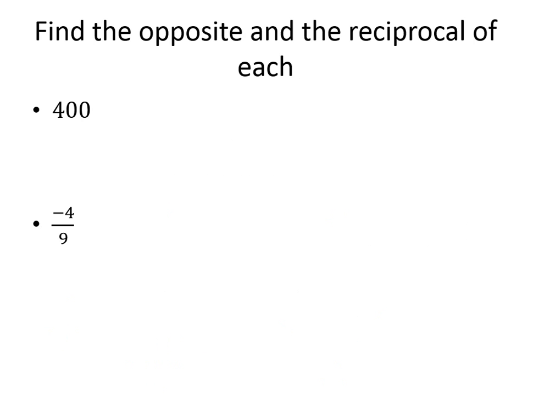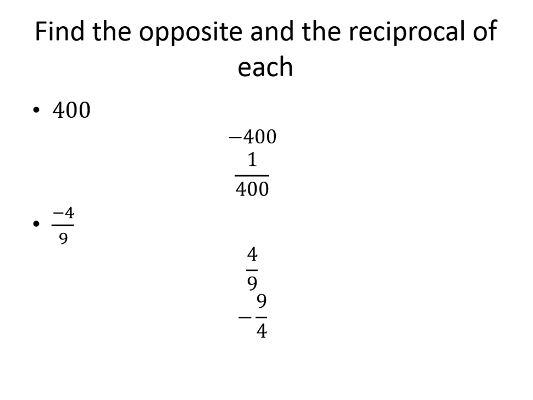So now here, find the opposite and the reciprocal of each. So 400, the opposite of 400 would be negative 400, and the reciprocal would be 1 over 400. Okay? So the top one is the opposite, the bottom one's the reciprocal. And the second one, negative 4 over 9. The opposite would be 4 over 9, and the reciprocal would be 9 over 4.